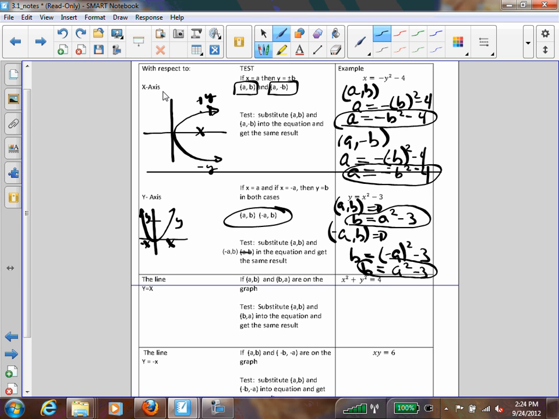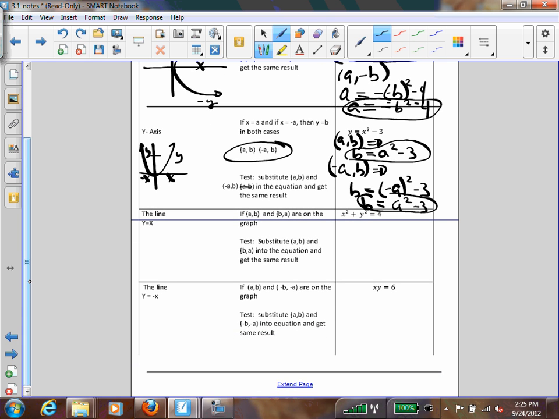Symmetrical around the y-axis. Now let me tell you, you are not going to be limited to just one of these cases. You can have expressions that are going to be symmetrical around all of these cases, or just 2 of these cases, or none of the cases. So we're testing all of these at the same time. Okay?